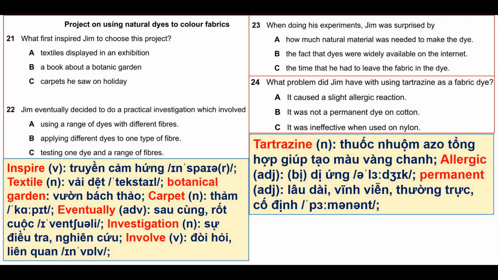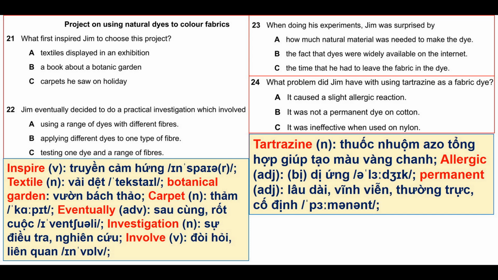OK, Jim, you wanted to see me about your textile design project. That's right. I've been looking at how a range of natural dyes can be used to colour fabrics like cotton and wool. Why did you choose that topic? Well, I got a lot of useful ideas from the museum, at that exhibition of textiles. But I've always been interested in anything to do with colour.